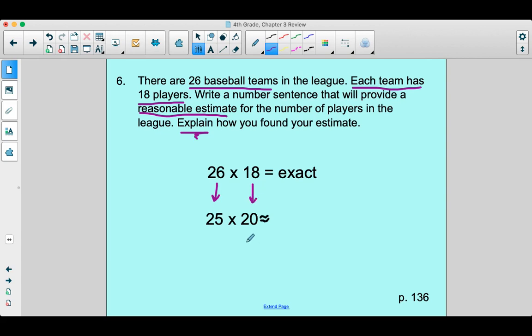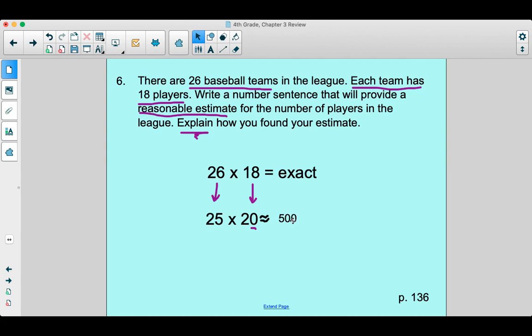Well, let's think. I can use quarters to help me. 25 cents times 2. So if I had 2 quarters, that would be 50. But I have to make sure I do that times 10. So that is going to give me the estimate of 500. 25 times 20 is 500.